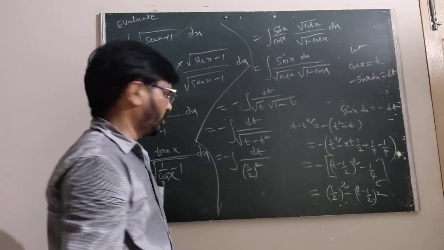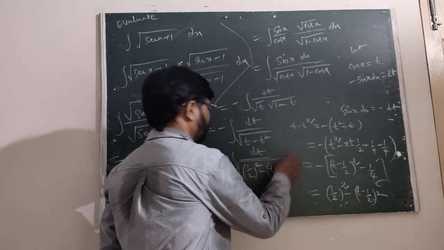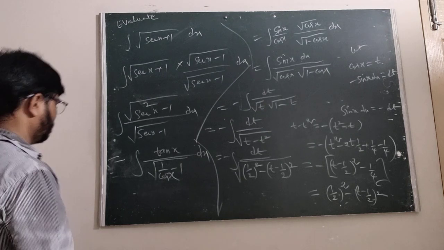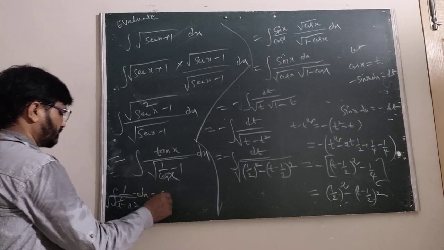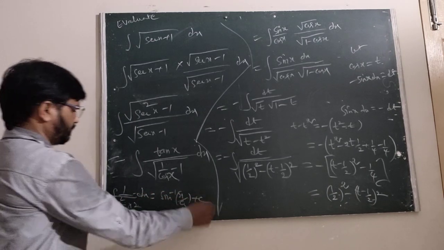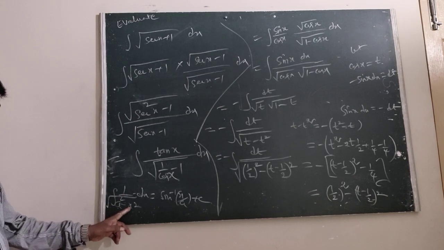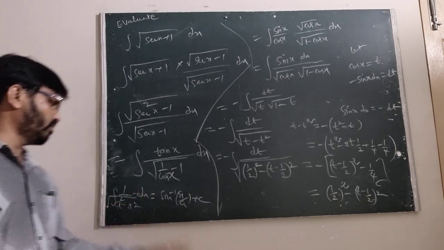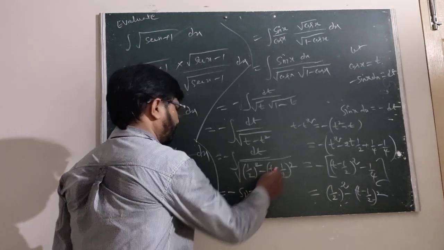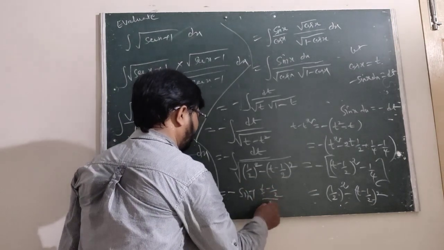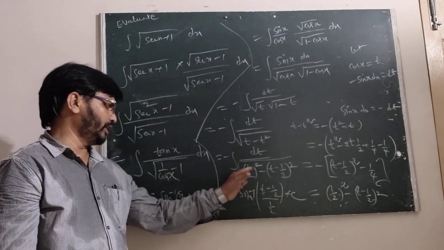This can be written as 1 by 2 whole square minus of t minus 1 by 2 whole square under root. We have to compare this with the integral 1 by under root a square minus x square dx, which is sine inverse of x by a plus c. Everybody knows that? Integral 1 upon under root a square minus x square is sine inverse of x by a plus c. Now this is minus of sine inverse of x by a, where x is t minus 1 by 2 and a is 1 by 2, plus c.